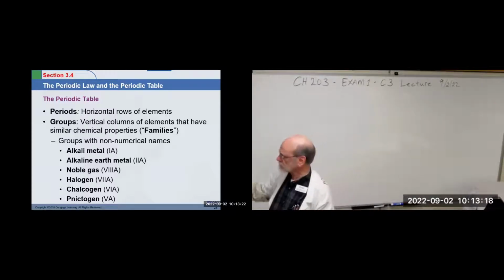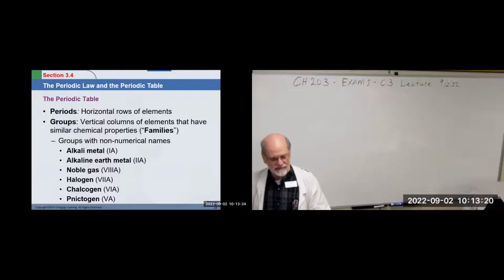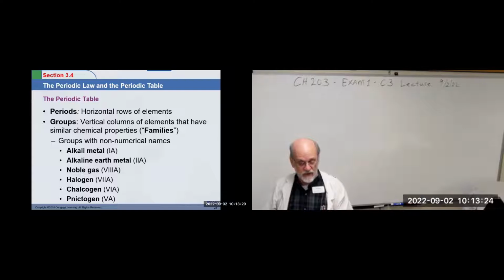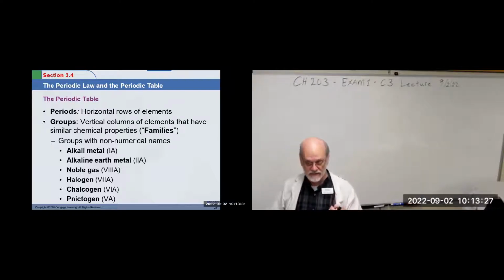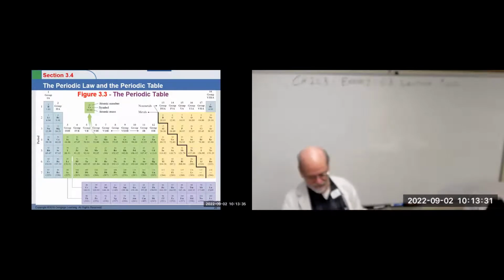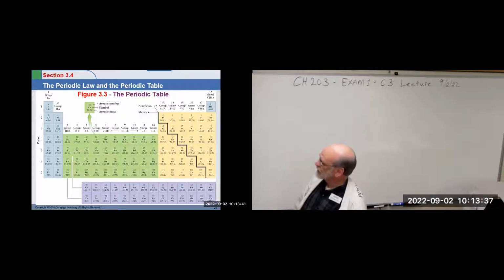But these Roman numerals have value because they tell us what the number of electrons in the valence shell of each atom is. So we'll talk about that later also. This must be an old slide because they're using the old way. Okay, so there's a periodic table that's probably hard to read from the back of the room.